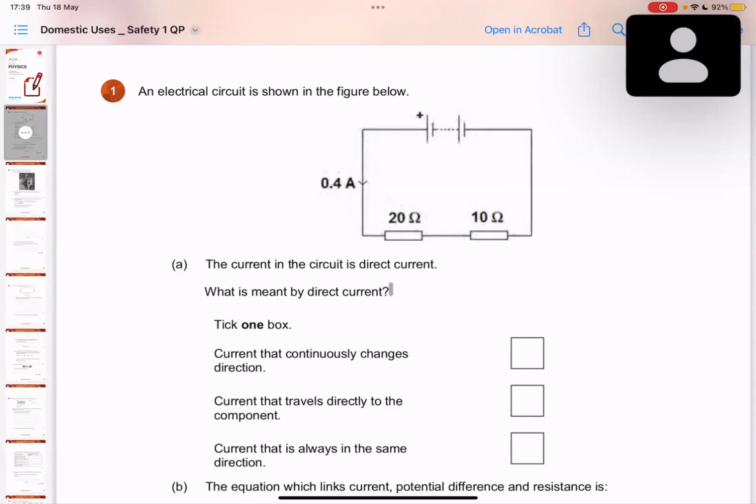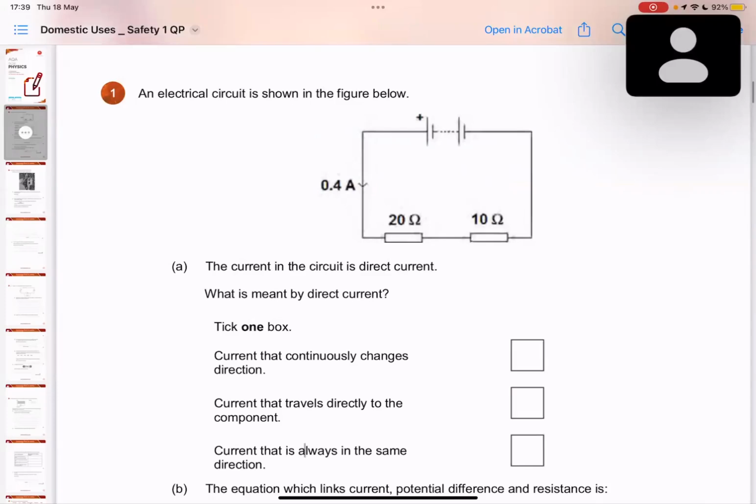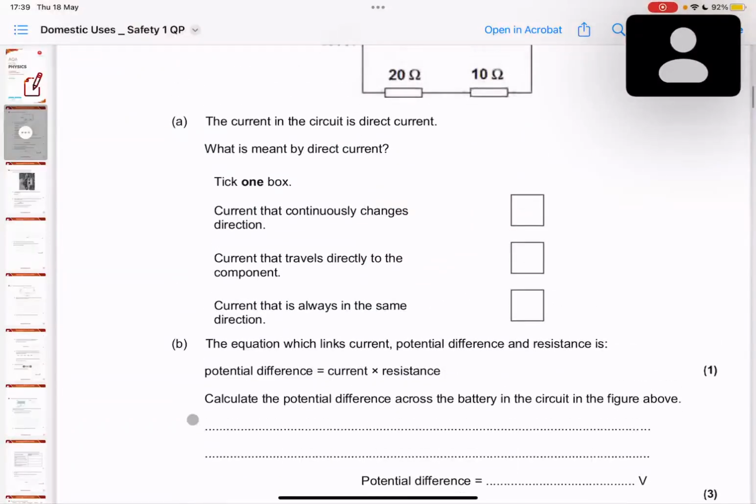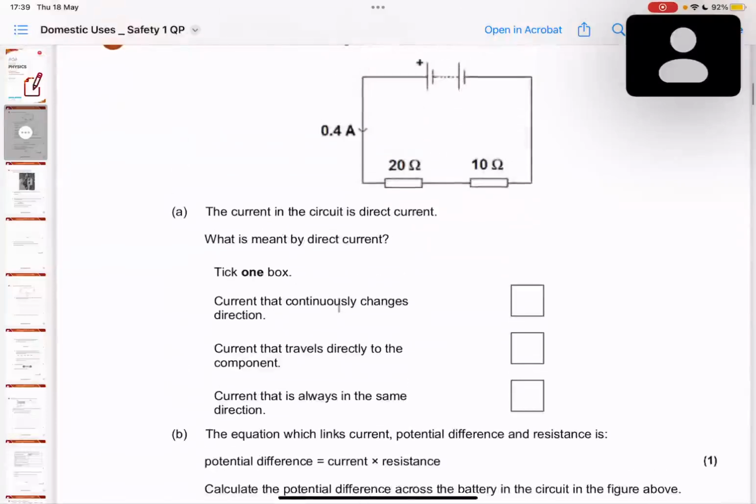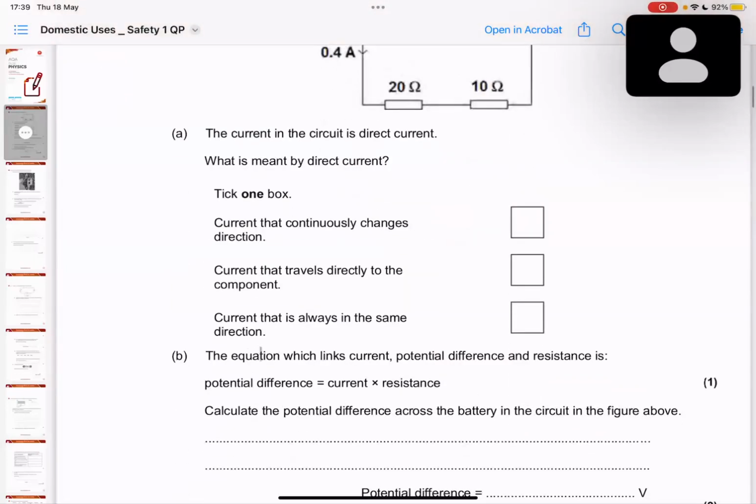What do we say about a battery? It has a direct current, which means it goes in one direction. Yeah. So you're saying that the current is always in the same direction. So C. Yeah, correct. Now it's asking you to calculate the potential difference across the battery in the circuit here. So you've got the current, you have the resistance, you want to calculate the potential difference. How are you going to do that? They've been really nice, and they've given you the equation as well. So potential difference is current times resistance.